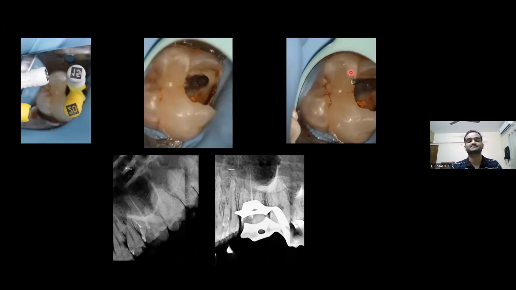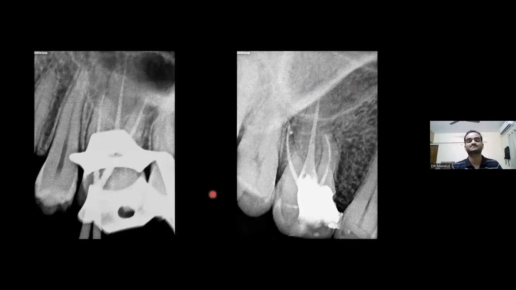You can see how the file is out. Then this is the radiograph after instrument retrieval, and then it was referred back for obturation, and this is the obturation.